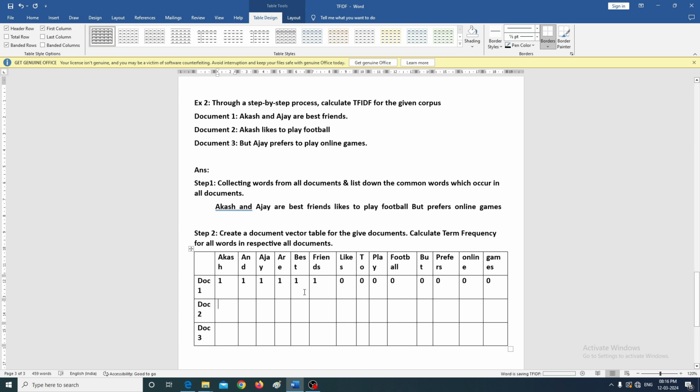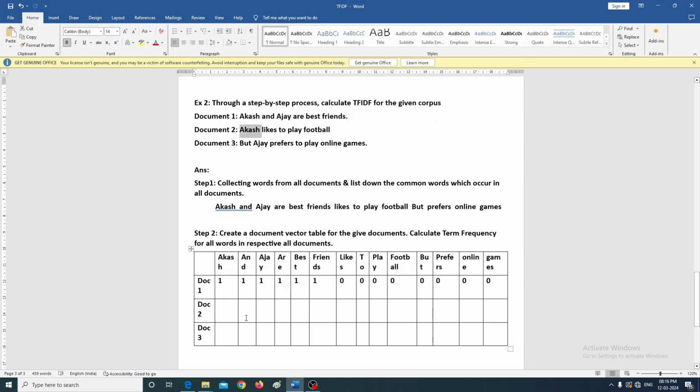Coming to the document 2, let's take the Akash word in document 2. We have only one time the Akash word in document 2. The term frequency for the Akash word would be 1, and there is no end word in document 2.